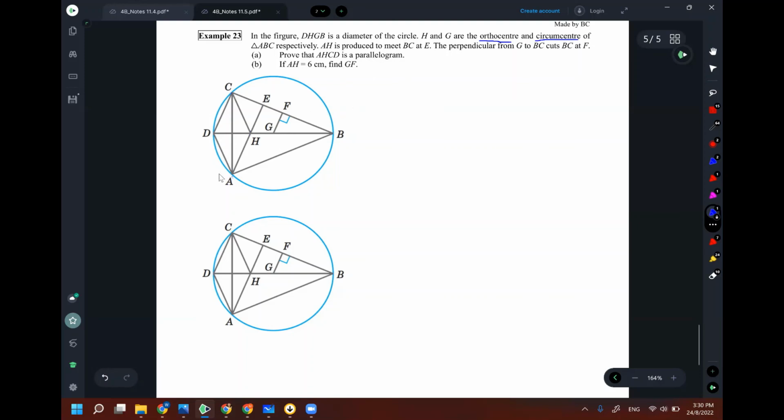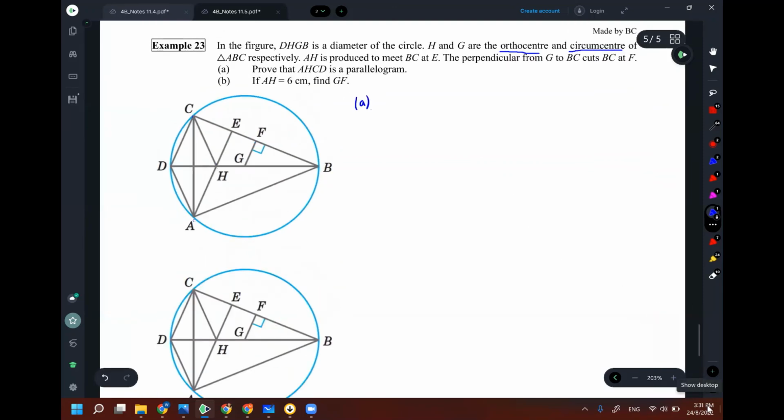Okay? Now AH is produced. That means this is a straight line AHE. And perpendicular from G to BC at F, perpendicular, and proof. Okay? How do I prove AHCD is the parallelogram? As you remember, we have 5 tests for parallelograms, including the definition. And here we're going to use the definition of parallelogram. Parallel. It's not that difficult.